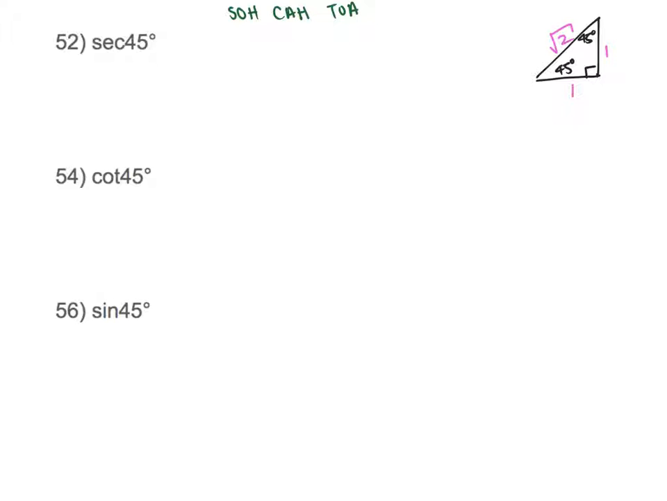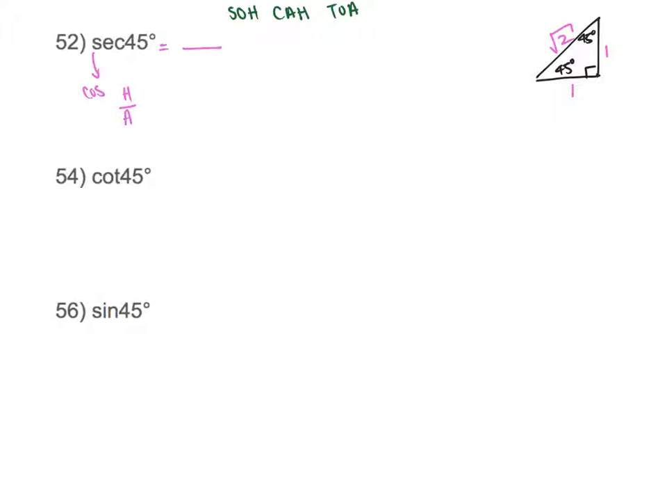Okay, so from here I'm going to find secant. So remember that secant is the reciprocal of cosine, right? So if it's the reciprocal of cosine, cosine is your adjacent over hypotenuse. So that means that secant needs to be flipped. So that's going to be hypotenuse over adjacent. So let's take a look at our 45 degree angle, and you can pick either one. They're going to give you the same results because the sides are the same, right?